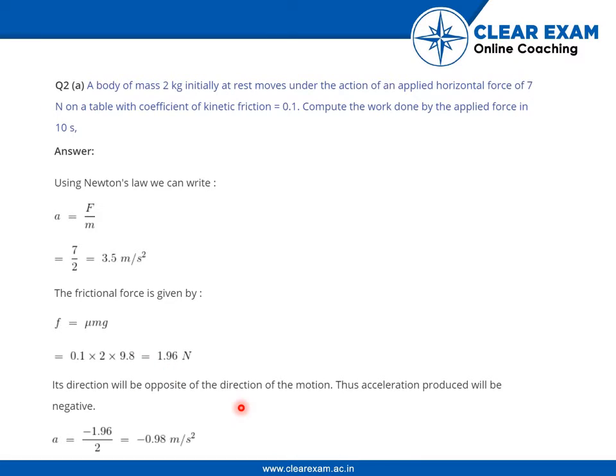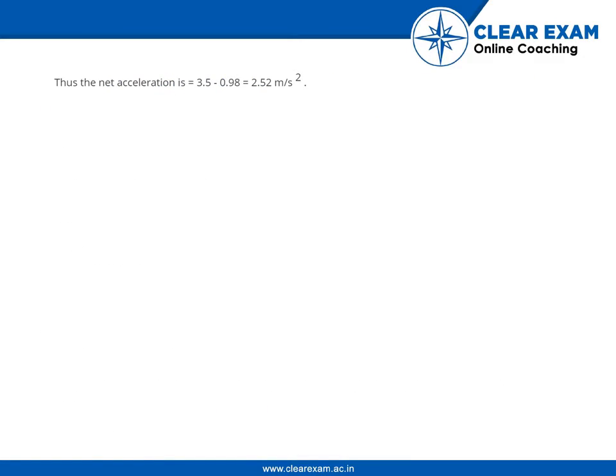Its direction will be opposite to the direction of motion. Thus the acceleration produced will be negative, that is a equals minus 1.96 divided by 2, which gives us the value minus 0.98 meter per second square. Thus the net acceleration is 3.5 minus 0.98 equals 2.52 meter per second square.